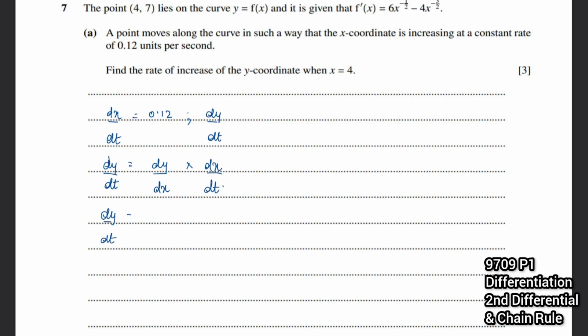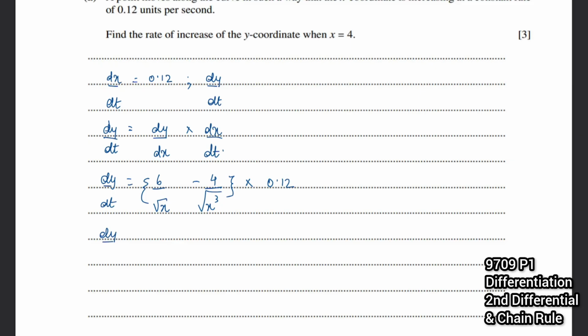dy by dt is equal to dy by dx, which is 6 upon under root x (because minus half is under root x), minus 4 upon x to the power 3 by 2, meaning under root of x cube, multiplied by dx by dt, which is 0.12. X is given to us as 4. So dy by dt is equal to 6 upon under root 4, which is 2, minus 4 upon 4 cube, which is 64.